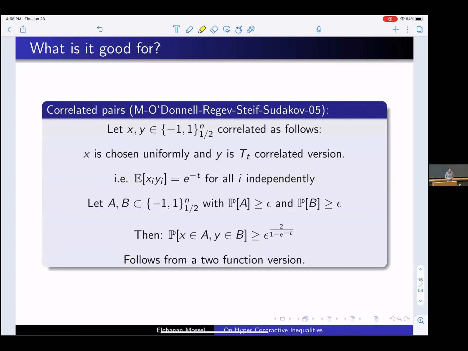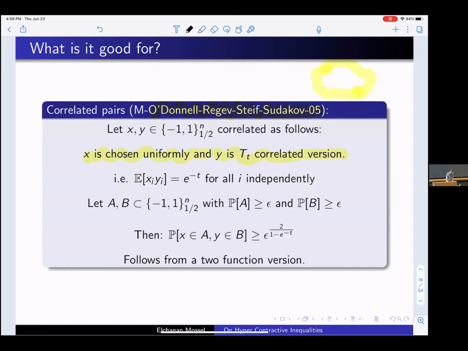So we started looking at it around 2005 in a joint work with O'Donnell, Regev, Steif, and Sudakov. And the setting is exactly the setting that we had before. The x and y's are exactly the x and y that we had before. X is chosen uniformly at random. Y is after I perform this random walk. And now I want to understand the following picture. Again, I'm going to draw my discrete cube here, maybe like this.